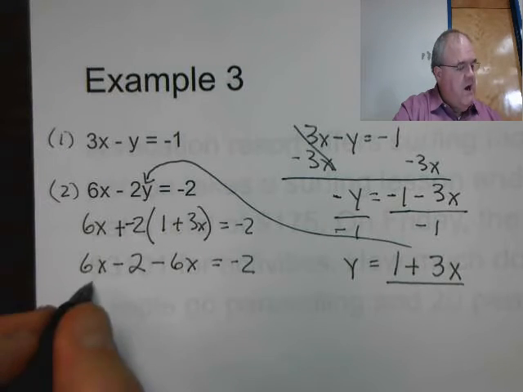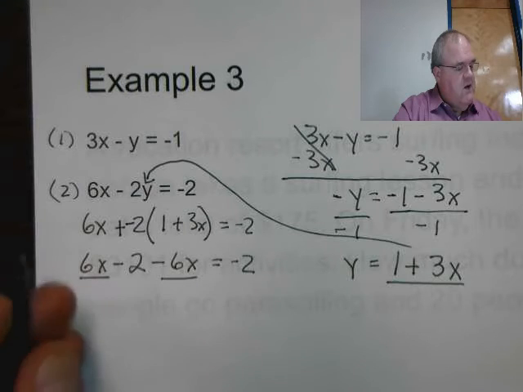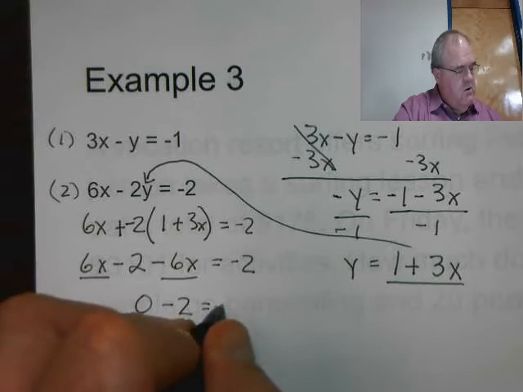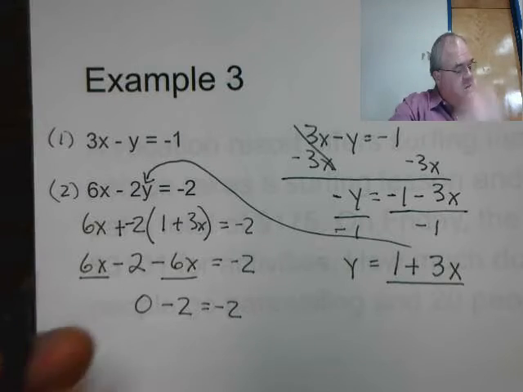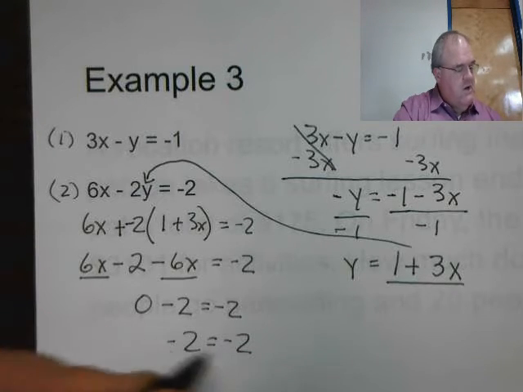So now I'm going to combine like terms. 6x minus 6x is 0. Minus 2 equals negative 2. 0 minus 2 is negative 2 equals negative 2.